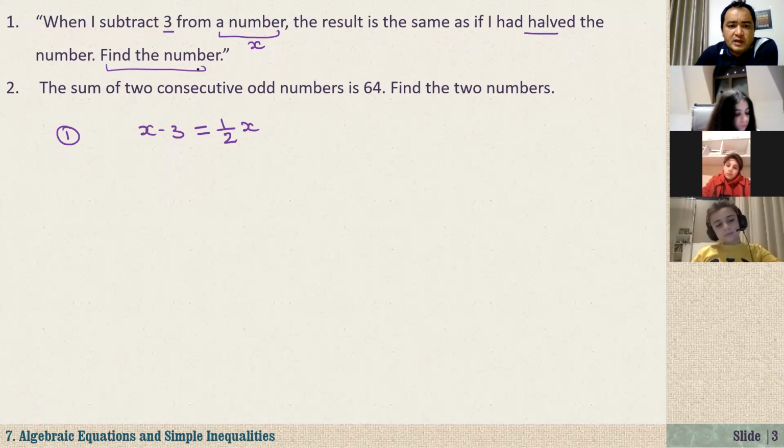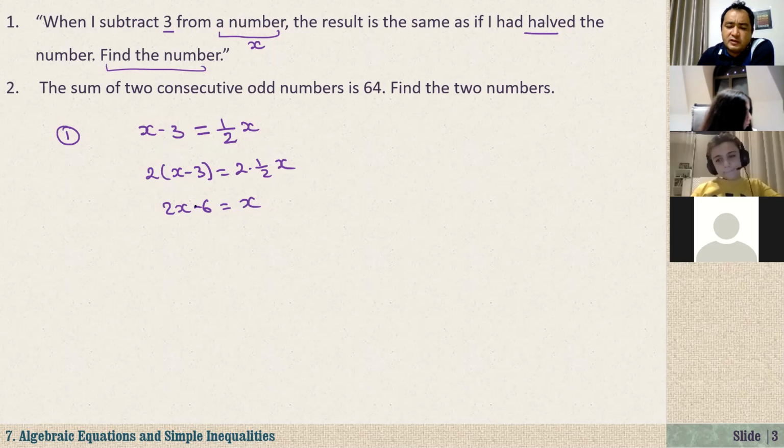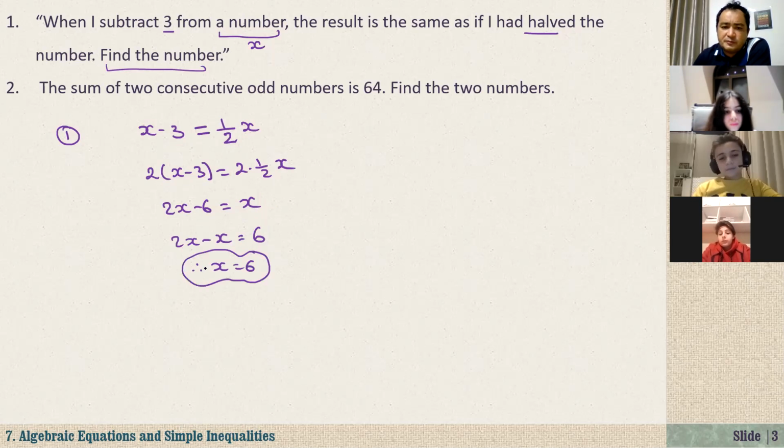Find the number. To find the number, now we have to solve this equation, right? To solve this one, let me multiply both sides by 2. Here I have 2 times (x minus 3) is equal to 2 times 1 over 2 x. Expand the left-hand side. It is 2x minus 6 is equal to x, right? Now we take the unknowns to the left-hand side, 2x minus x, and the constant number to the right-hand side, it is 6. So that unknown number is 6. That is the solution of this problem.